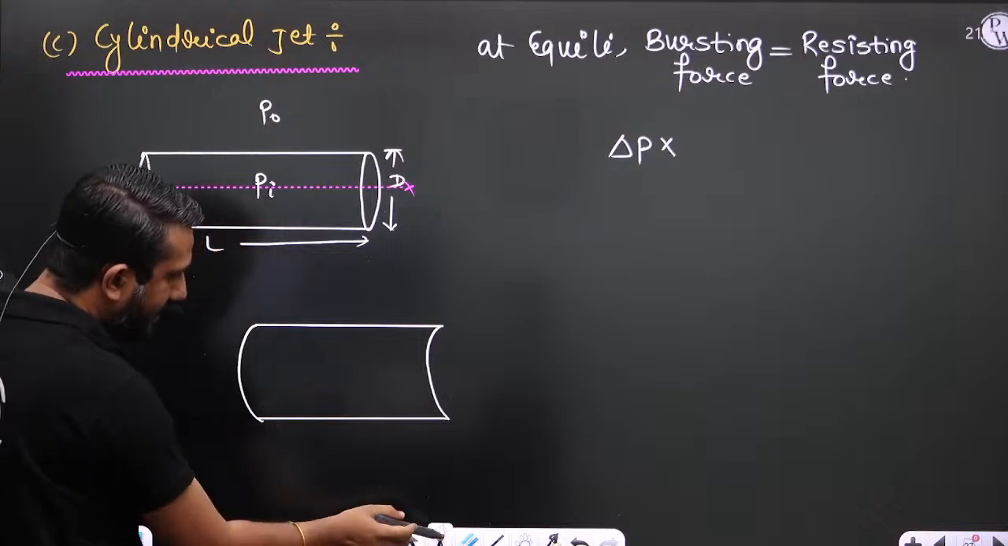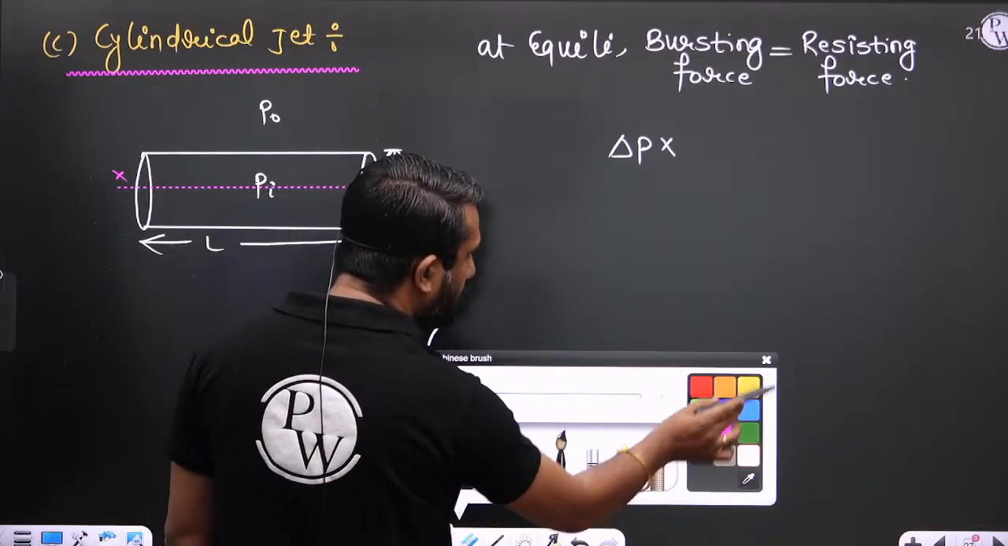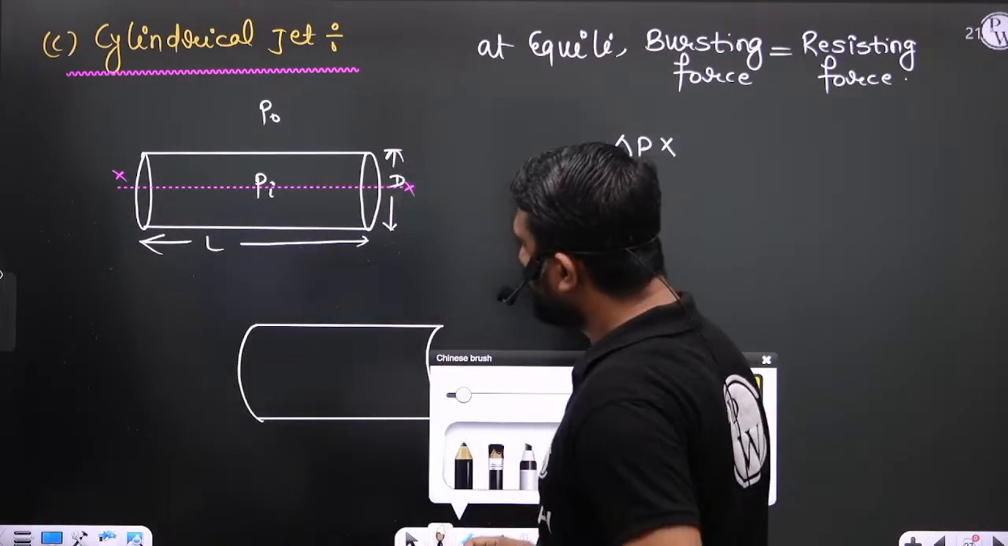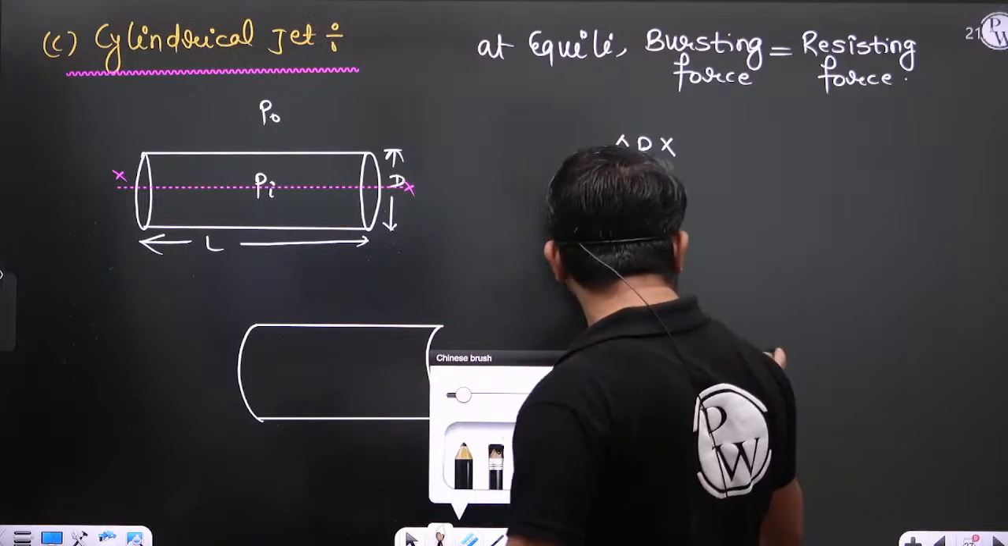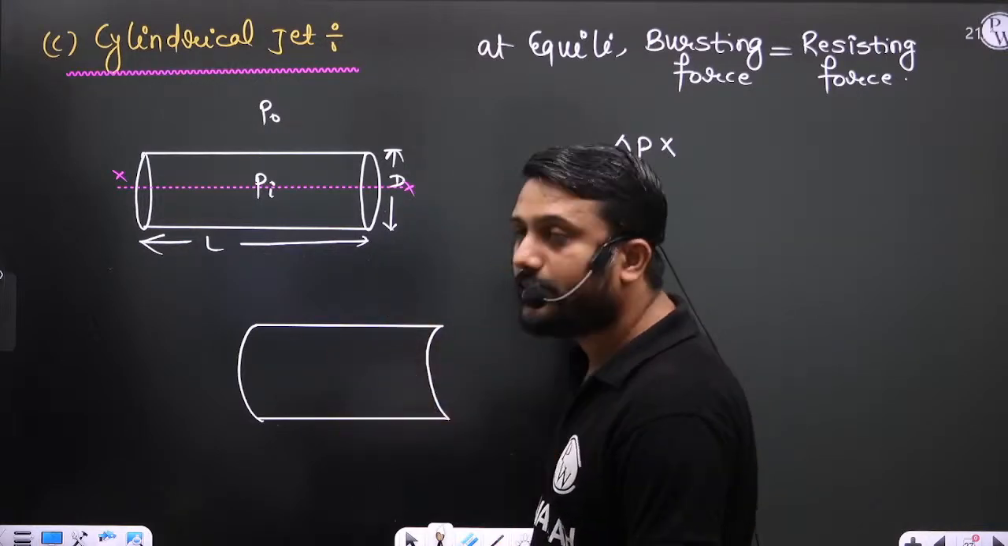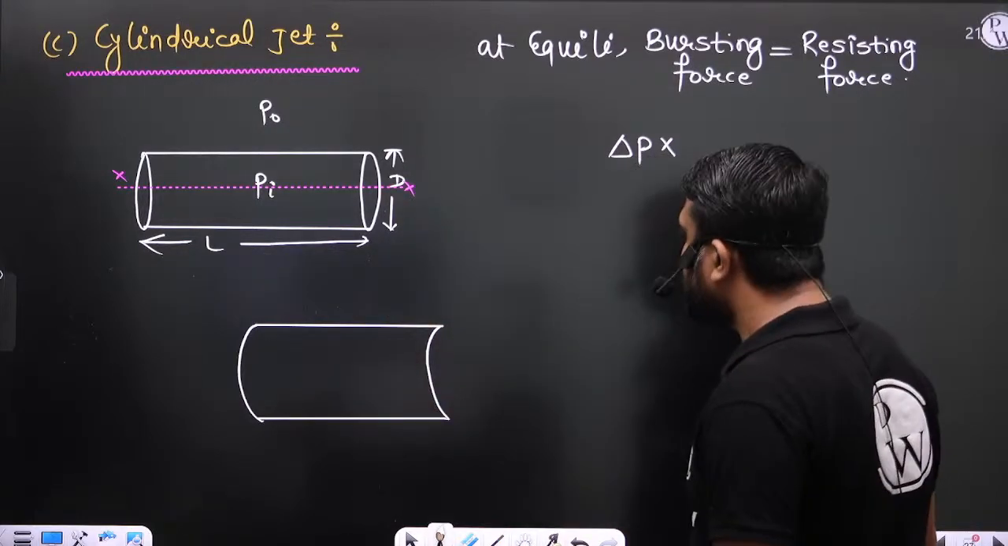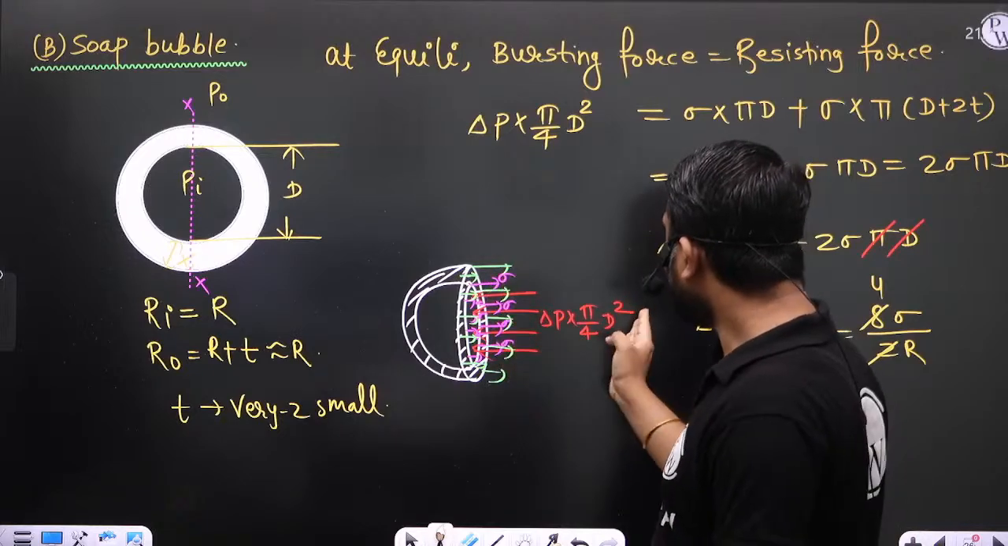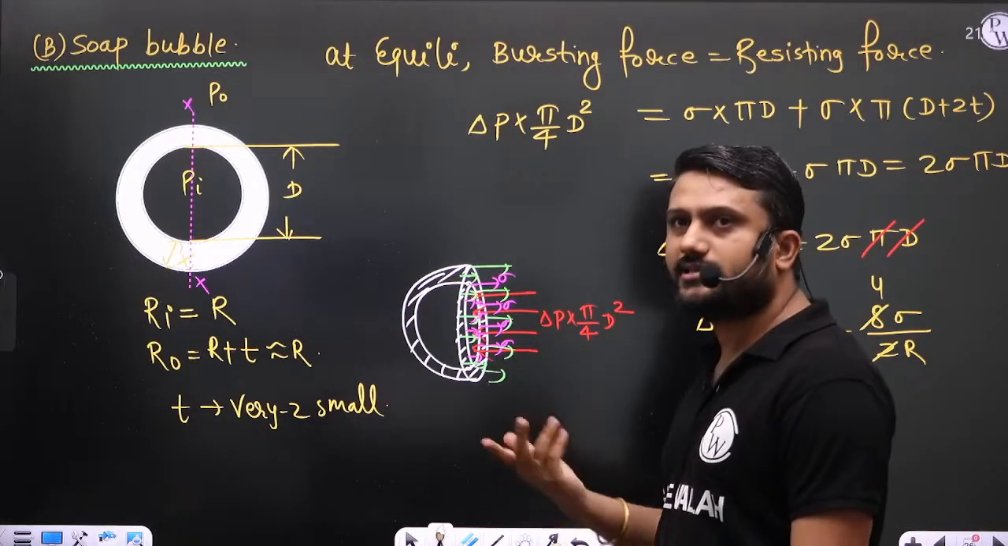Okay, it is something like this. To calculate delta P, delta P is multiplied by the projected area. Here also we are taking the projected area. The pi by 4 d square is the projected area.